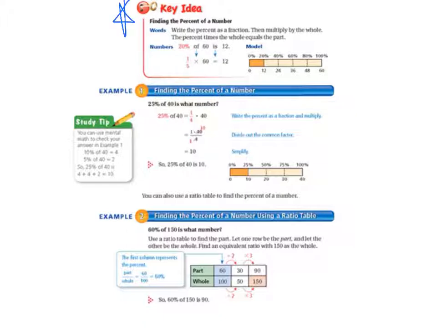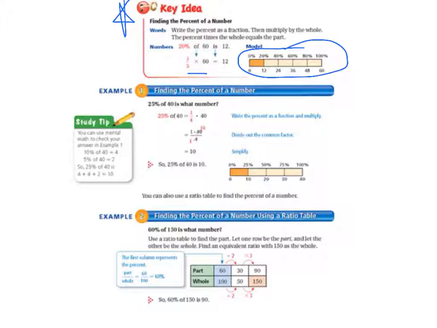Finding the percent of a number. We write the percent as a fraction, and then we multiply by the whole. The percent times the whole equals the part. So in numbers, that looks like this example. 20% of 60 is 12. So 20% can be written as a fraction, 1/5. Remember that of is times, and 60 is the whole number, and that equals 12. So here's a model to show you how that looks.